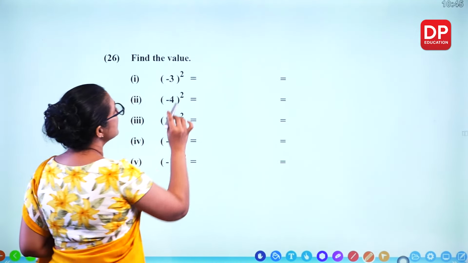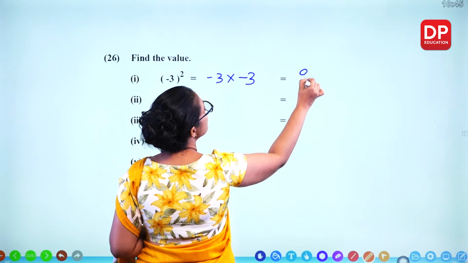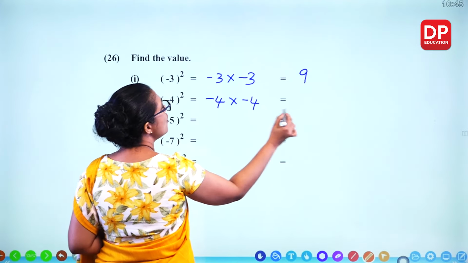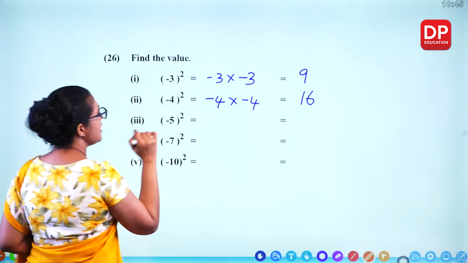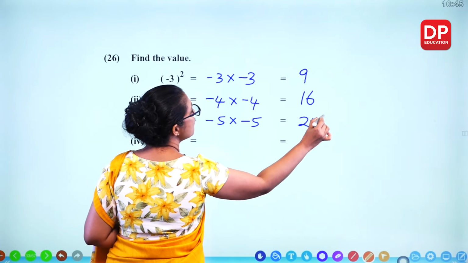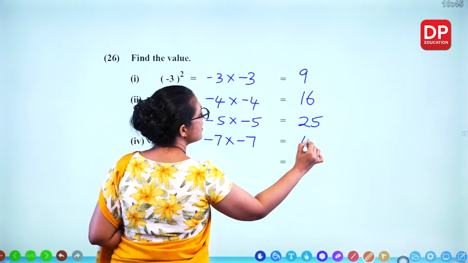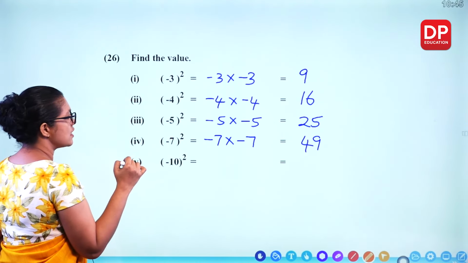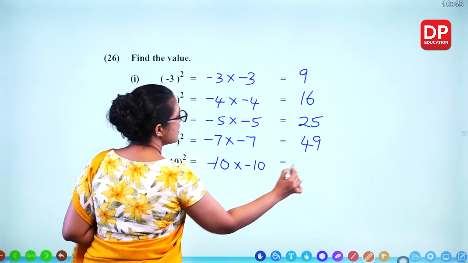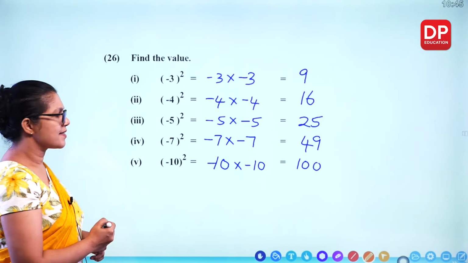So, what's the answer? You get minus 3 times minus 3, positive 9. Minus 4 times minus 4, you get positive 16. Minus 5 times minus 5, positive 25. Minus 7 times minus 7, positive 49. Minus 10 times minus 10, positive 100. So, you get all positive answers.